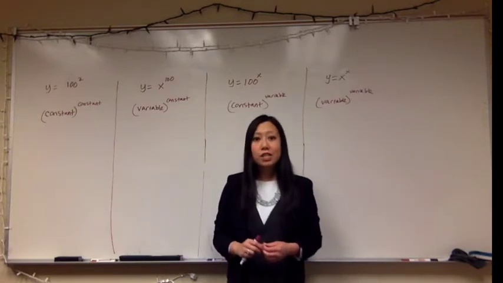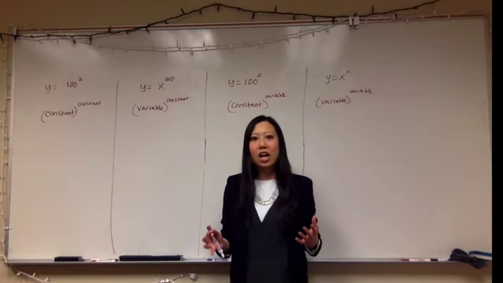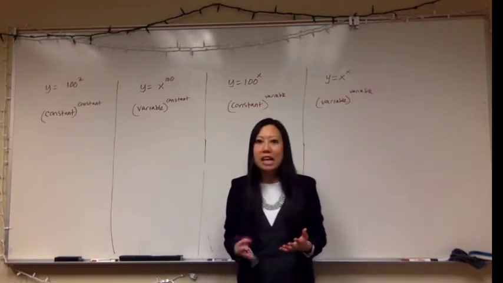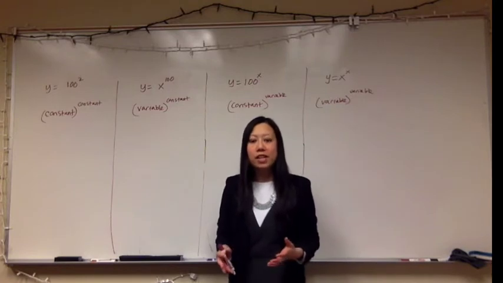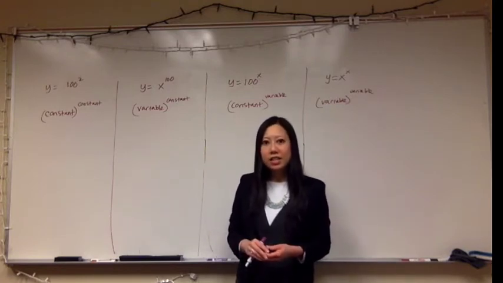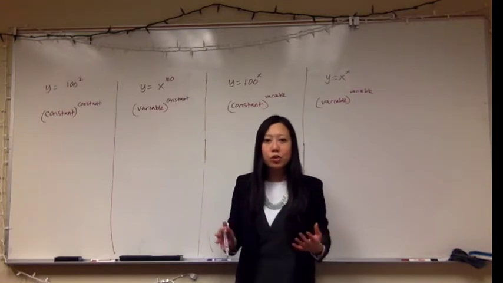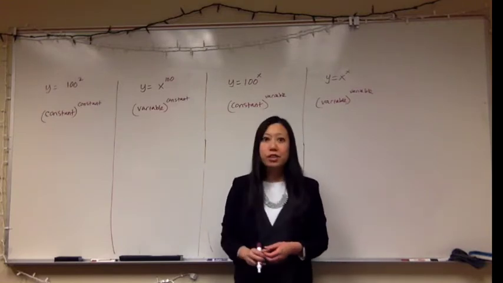So if I have a constant raised to a constant, well, that's still a constant, right? 100 squared is just some number. I could type that into my calculator and get some number out of it. So because this is a constant, I just go ahead and find the derivative, which is just 0, right? I don't do power rule or anything like that. So we just have here that the derivative is 0.